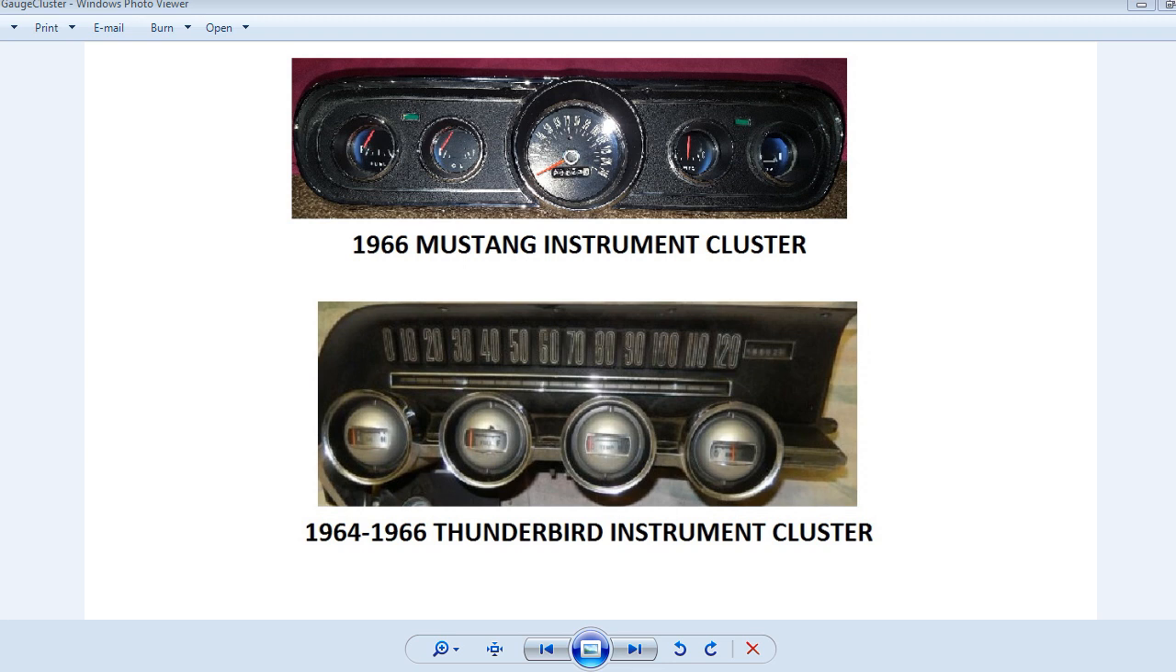There are three types of gauges used in these clusters. There is the ammeter, the operation of which will be explained later, the speedometer, which is strictly a mechanical device, and then we have the fuel, oil and temperature gauges, which all operate in the same manner and will be covered first. Falcons and 1965 Mustangs only had the fuel and temperature gauges.